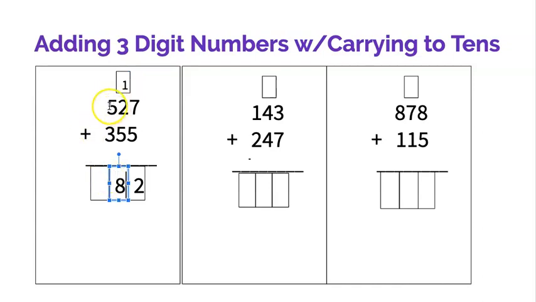And then we add the hundreds. 5 plus 3 is 8. So your final answer would be 882.